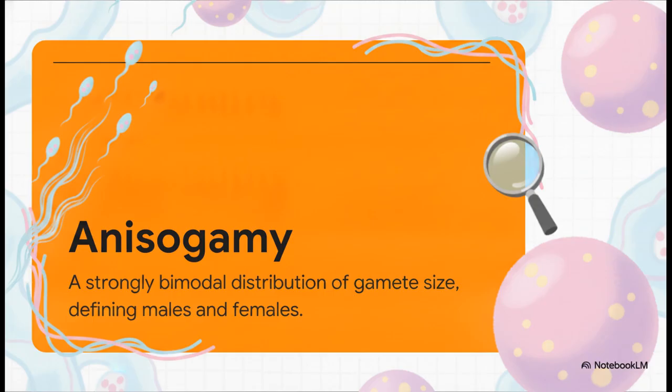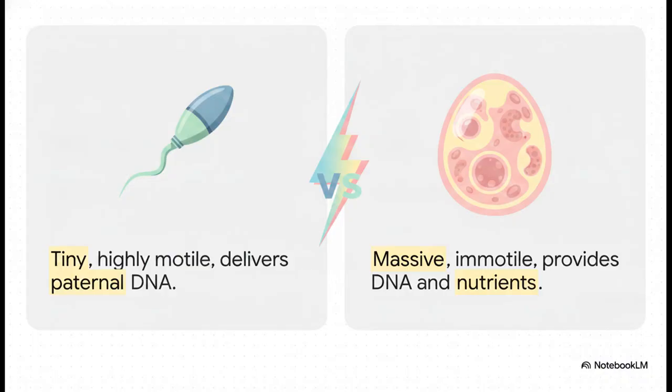While some simpler organisms have isogamy, where the fusing cells are identical in size, human reproduction, along with most plants and animals, is defined by anisogamy. It's a strongly bimodal distribution. By definition, males produce the small, highly mobile gametes, and females produce the large, nutrient-rich, immotile gametes. And this creates the ultimate biological face-off.